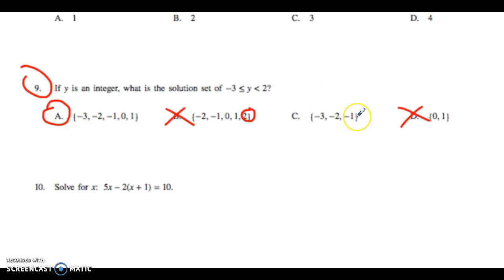And this one doesn't have any positive numbers. But y could be a positive number. It could be 0 or 1. So it's definitely not choice C.